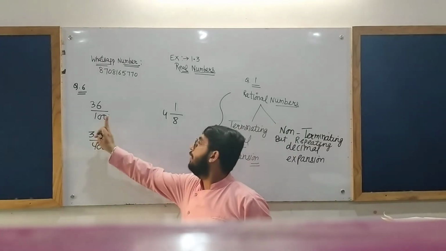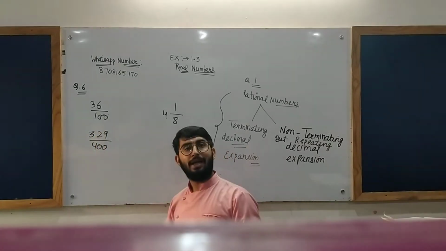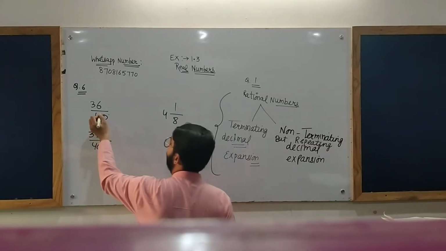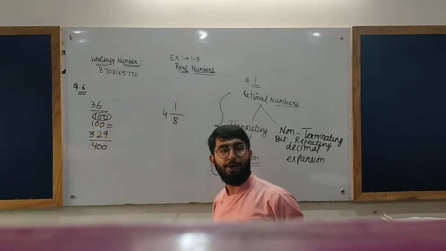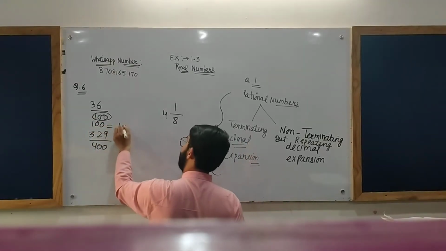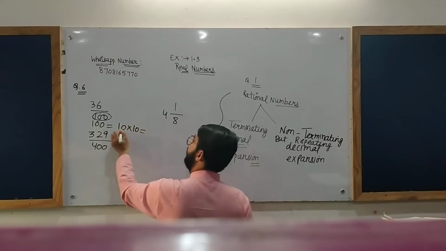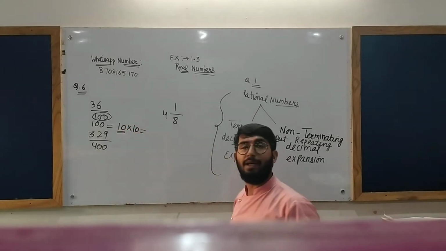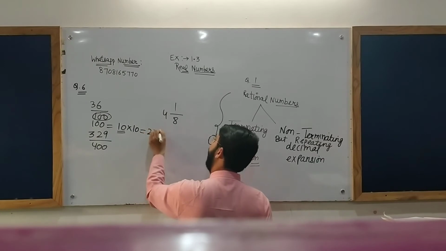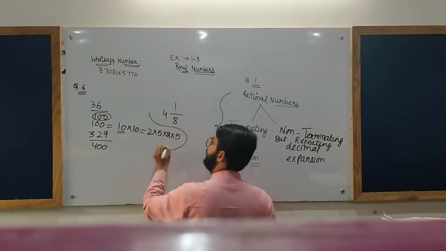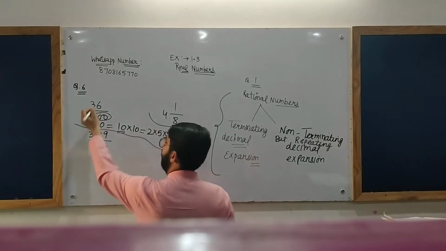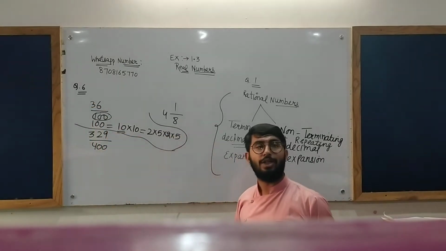Now the question is asking us about the nature of the denominator. What property must the denominator satisfy? So let us learn. The denominator is 100. Let us do the prime factorization of 100. 100 can be written as 10 into 10, and 10 is 2 fives are 10. This is the prime factorization of the denominator of the rational number 36 by 100.